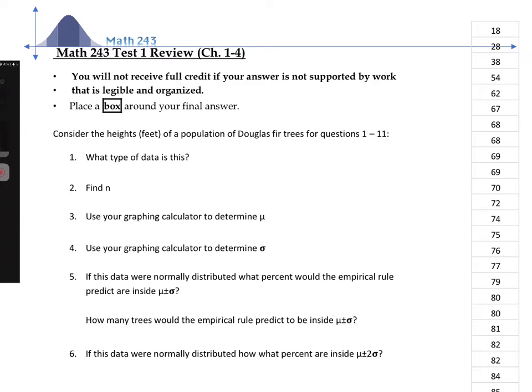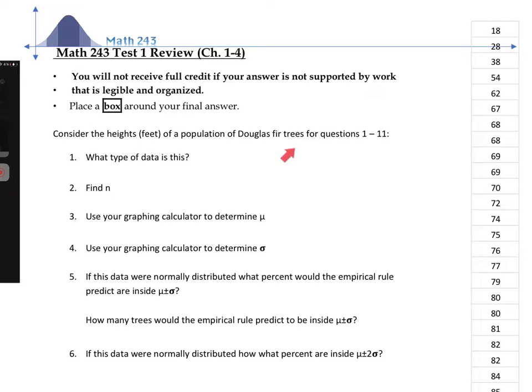All right, let's take a look at the review here for test one, chapters 1 through 4. So we got some data here. This data is the heights of a population of Douglas fir trees. The list is over here, and these are rounded. And so the question is what type of data it is.